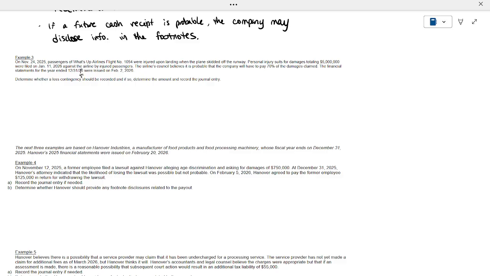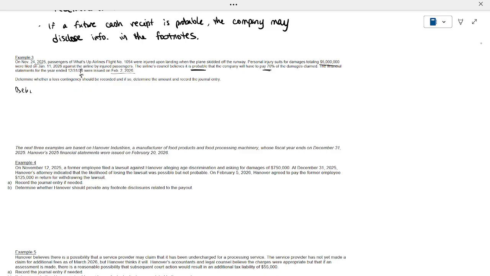All right, so what do we know? We know that it needs to be probable, it has to reach that threshold of likelihood. So it meets that first criteria by GAAP. The company will have to pay out, can we estimate it? We can estimate it as 70% of the total amount, $5 million. So we can estimate it. It happened during 2025, and that's the period our financial statements are for. We know about the lawsuits by January 11th, before the financial statements were issued on February 2nd. So yes, we do need a journal entry.